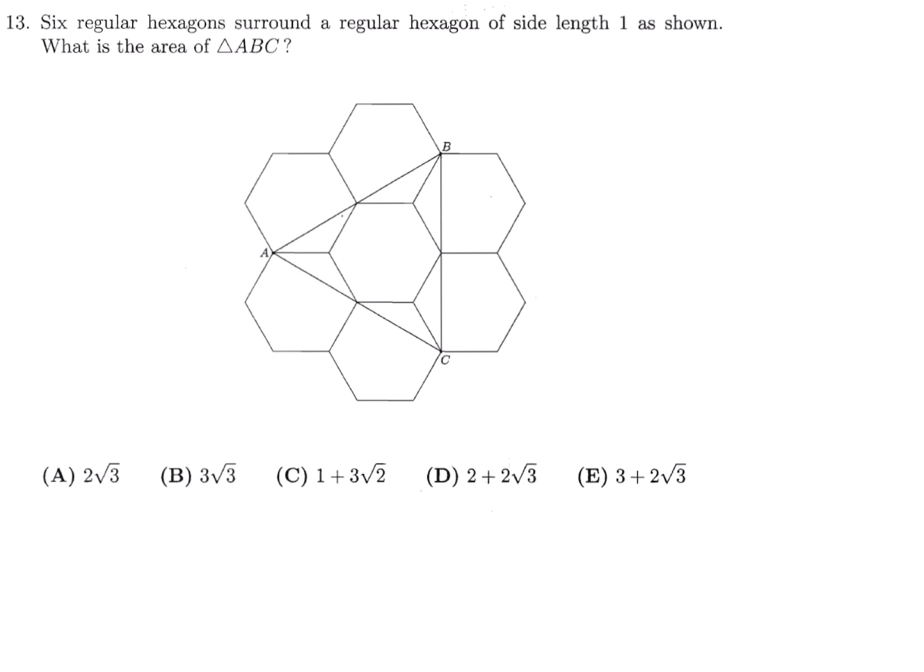6 regular hexagons around a regular hexagon of side length 1 is shown. What is the area of ABC? Okay. Well, the first thing I'm going to do is try to concentrate on that one side, try to get the length of that one side. And the way I do that is by concentrating on one of these guys right here. So this is 1, and this is 1. So that will allow me to calculate that.